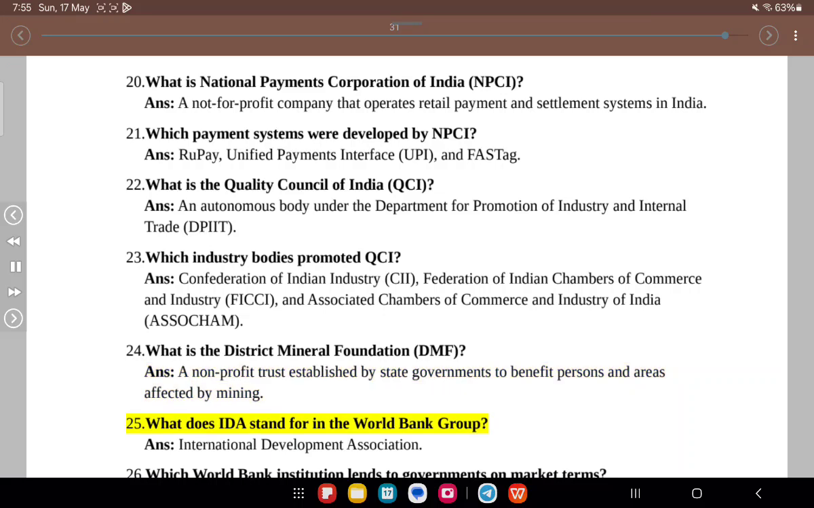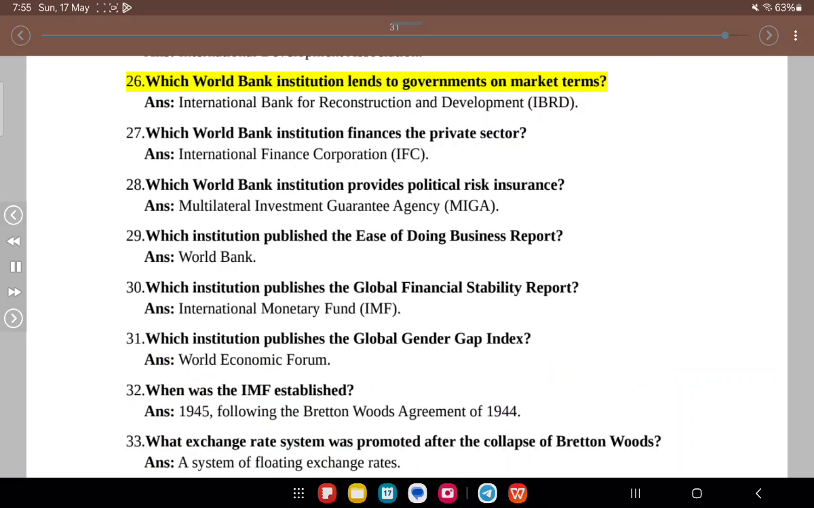25. What does IDA stand for in the World Bank Group? Ans. International Development Association. 26. Which World Bank institution lends to governments on market terms? Ans. International Bank for Reconstruction and Development, IBRD. 27. Which World Bank institution finances the private sector? Ans. International Finance Corporation, IFC. 28. Which World Bank institution provides political risk insurance? Ans. Multilateral Investment Guarantee Agency, MIGA.